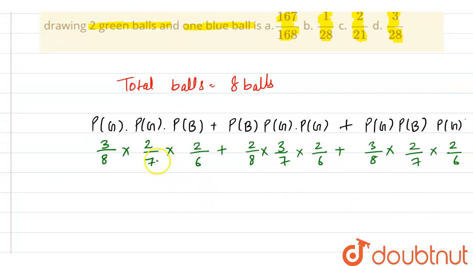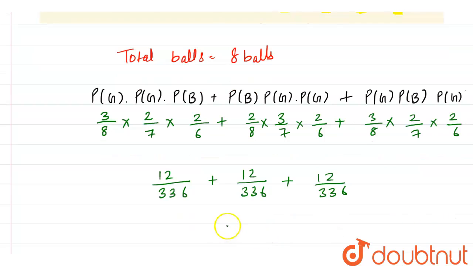So if we solve this, then we can write it here as 3 into 2, that is 6, and 6 into 2, that is 12. So 12 by 8 into 7, that is 56, and 56 into 6, that is 336. So 12 by 336, plus this also 12 by 336, plus this also 12 by 336.